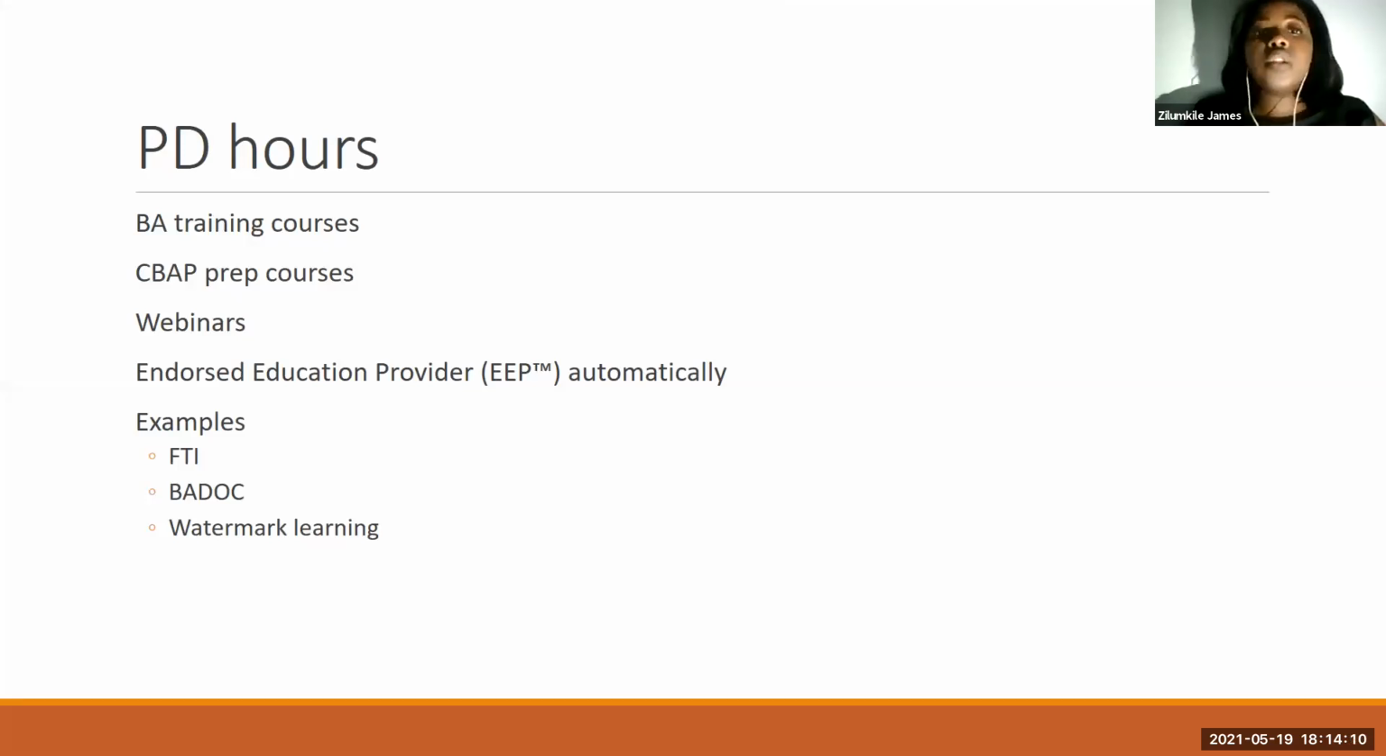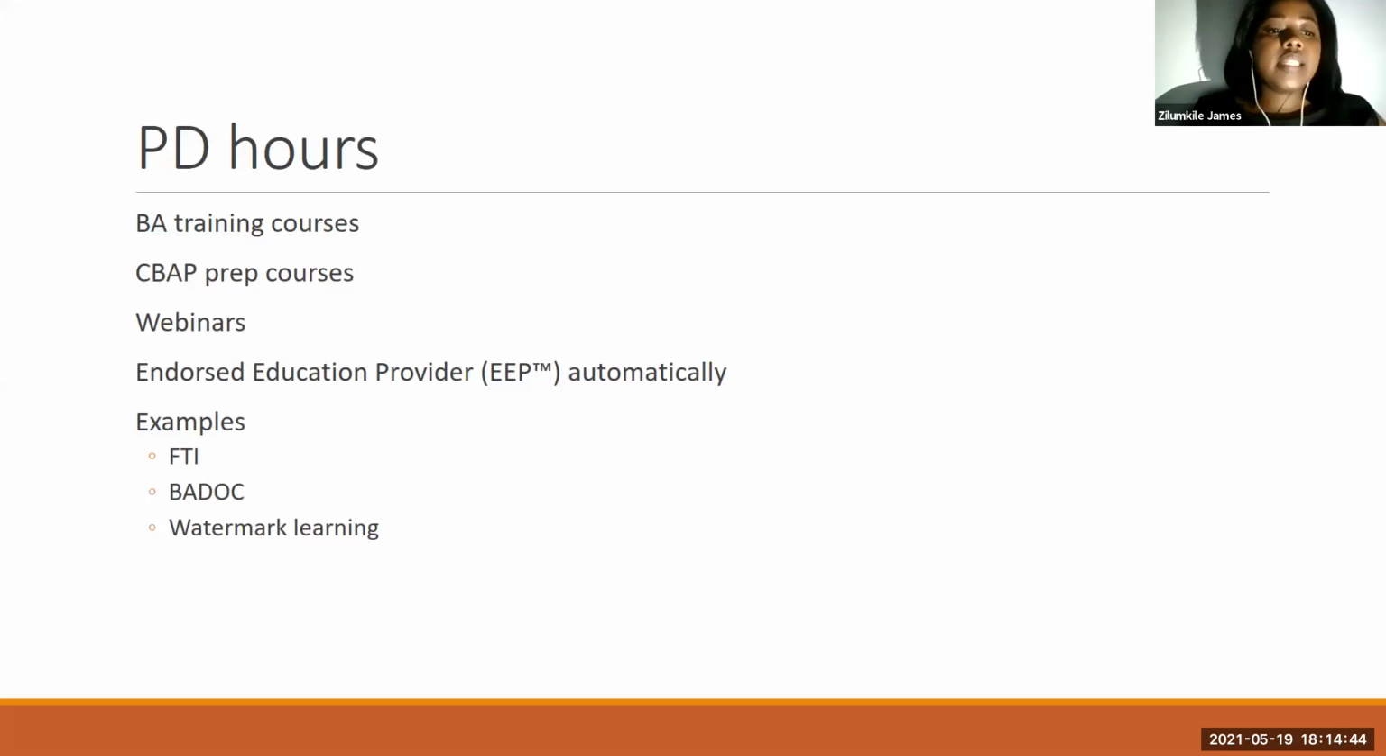Otherwise, if your course is not endorsed by the IABA, then it means that you will go through an extra step, in which the IABA will need to verify that your course provider is in fact valid for them to continue with your application. So my advice would be for you to go through the IABA EEP list and to make sure that whichever course you choose is in fact endorsed by the IABA, just to take out that extra step.